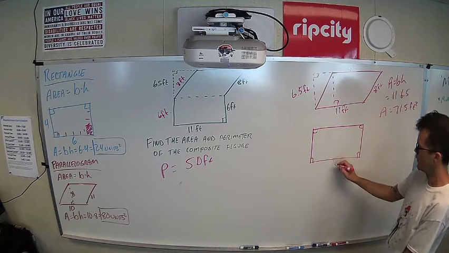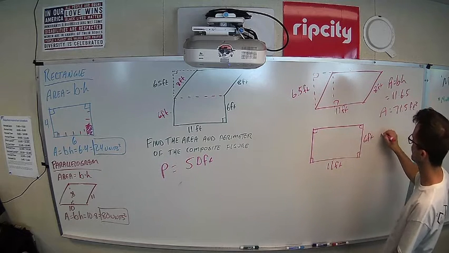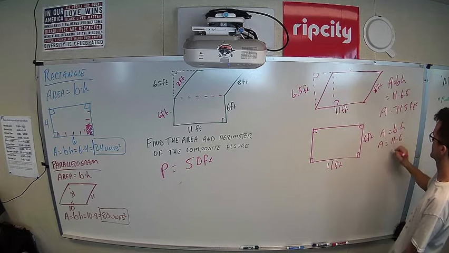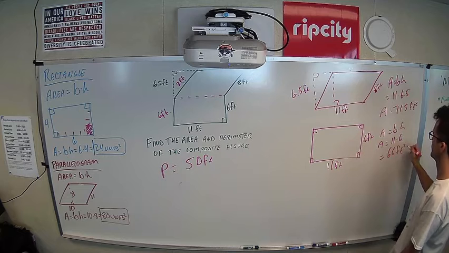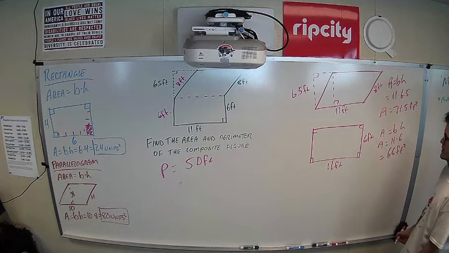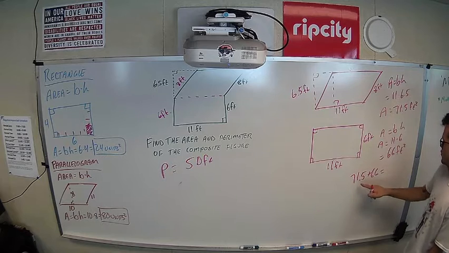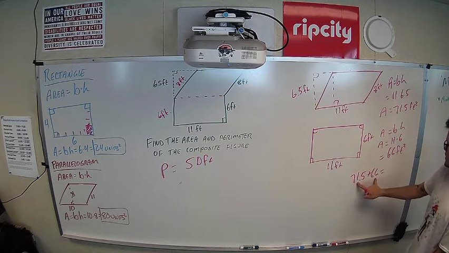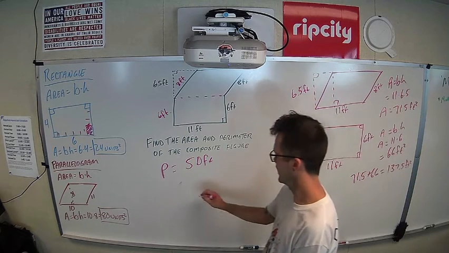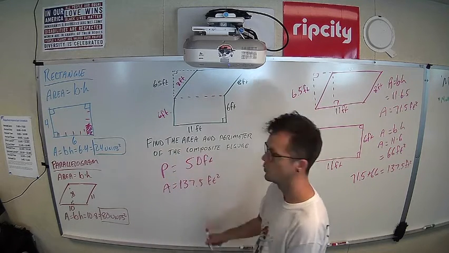Rectangle time. We know we have a base of 11 feet. We know we have a height of 6 feet. So this one's a little bit easier. Again, base times height. The area equals 11 times 6, which is 66 feet squared. We have the area of the top chunk. We have the area of the bottom chunk. Let's add this together. It's just 71.5 plus 66. So it's 137.5 feet squared. So our area in this case, 137.5 square feet. Boom, we're done.